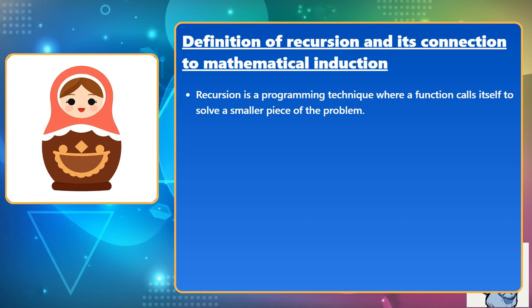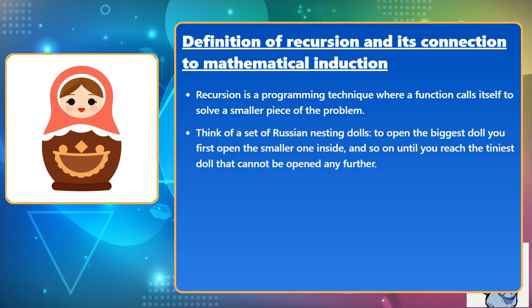Recursion is a programming technique where a function calls itself to solve a smaller piece of the problem. Think of a set of Russian nesting dolls. To open the biggest doll, you first open the smaller one inside, and so on, until you reach the tiniest doll that cannot be opened any further. The tiny doll is the base case, the point where the process stops.